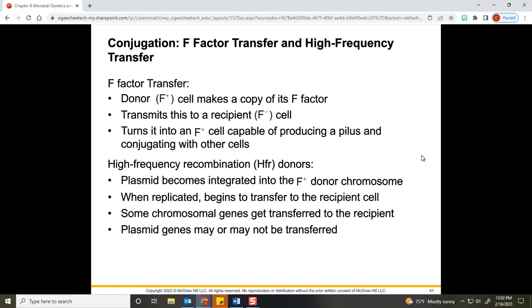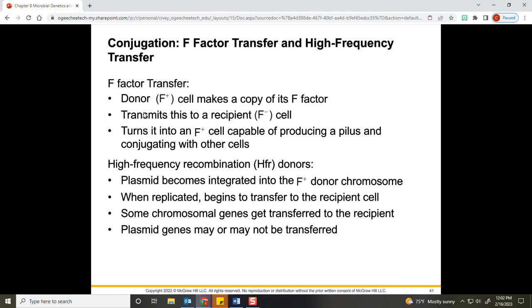So the donor cell can sometimes make a copy of its F factor first and transmit this to the recipient, which was previously F negative. Well, that would then turn that F negative cell into an F positive cell, which means that second cell is now capable of producing its own pili, or own pilus, and doing conjugation with other cells.